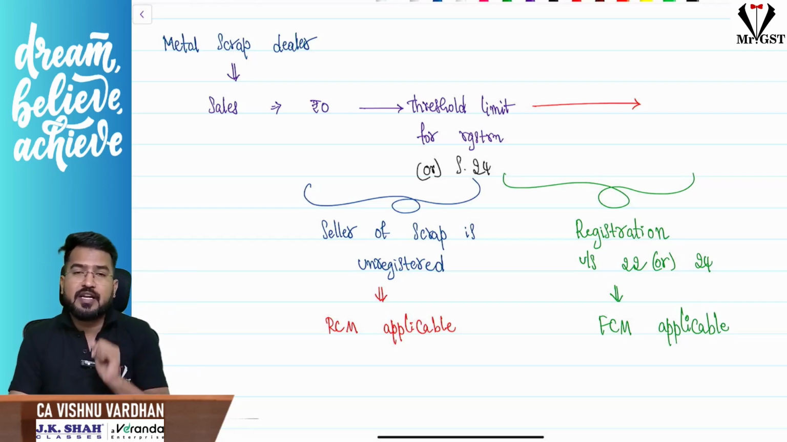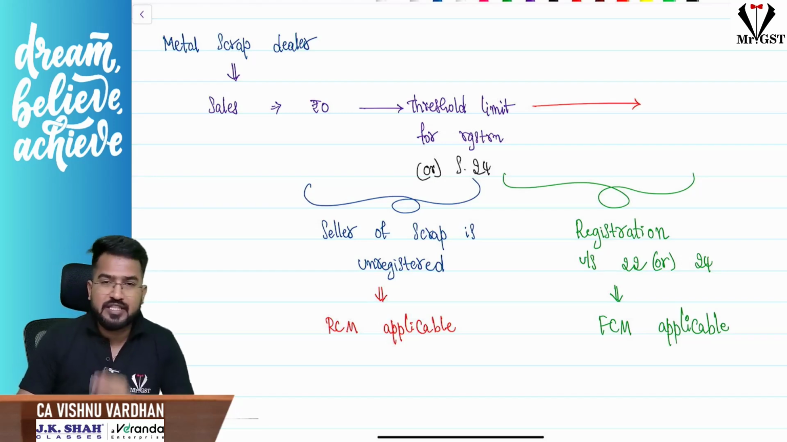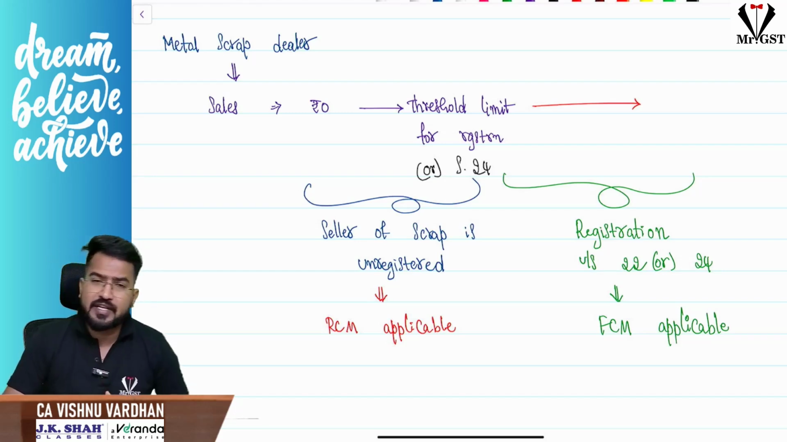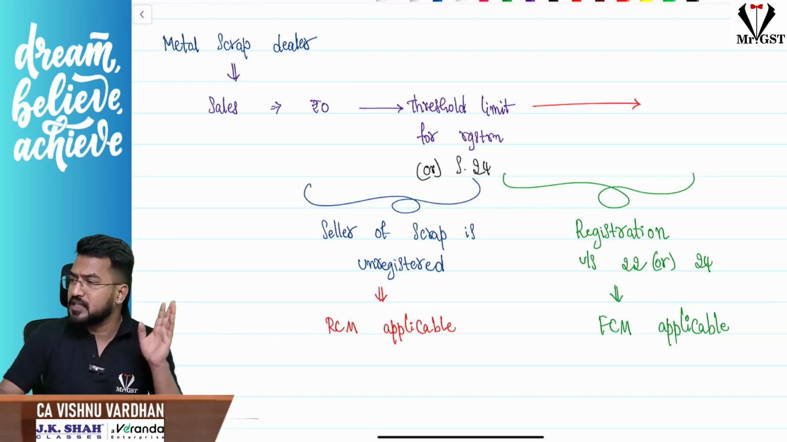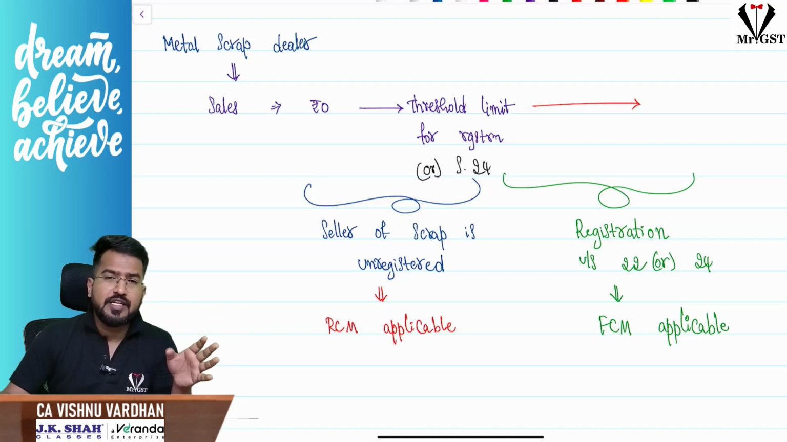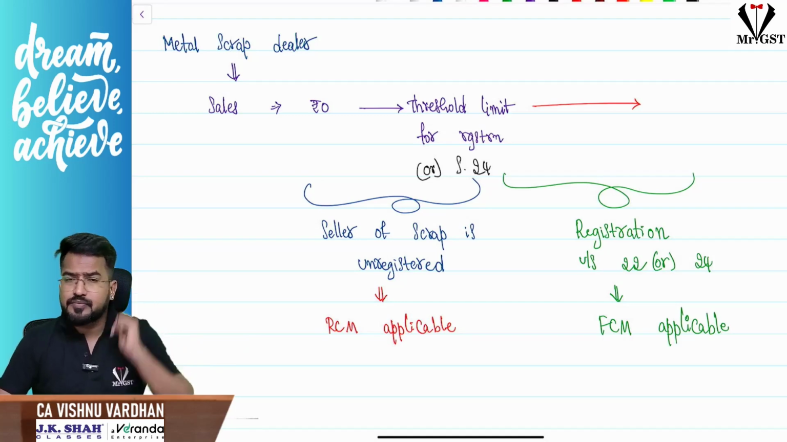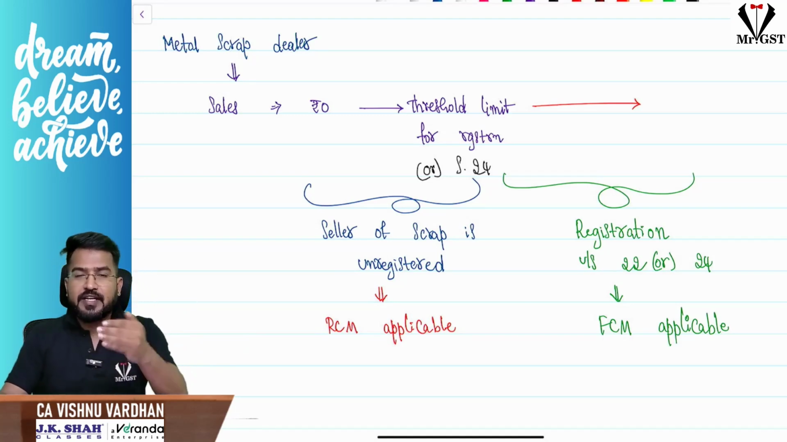Once the metal scrap dealer crosses the threshold limit as per section 22 or becomes liable for registration under section 24, then automatically they should take registration and proceed, and of course then FCM will come into picture. Because you are making RCM supplies, it doesn't mean that you are not liable for registration. Yes, you do business, go with RCM, but once 22 or 24 comes into picture, take registration, now you will come into FCM.